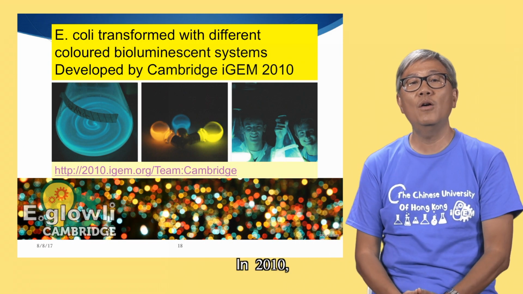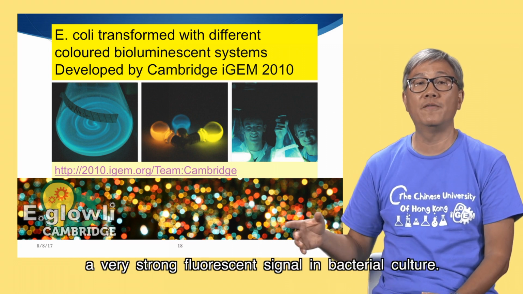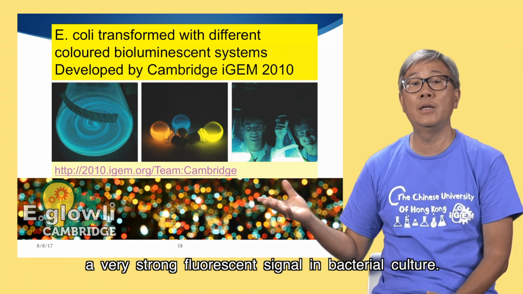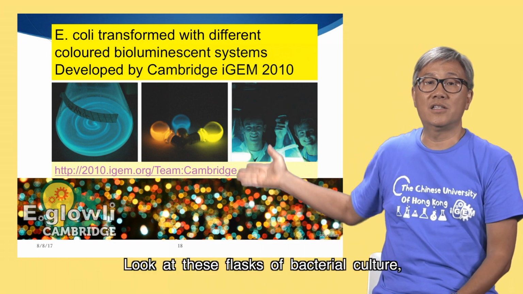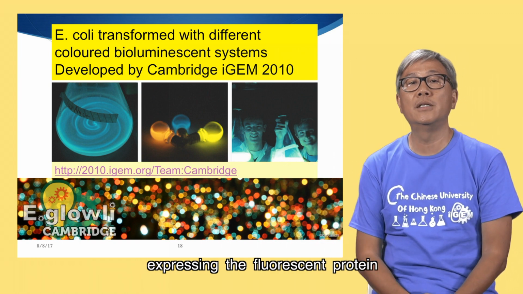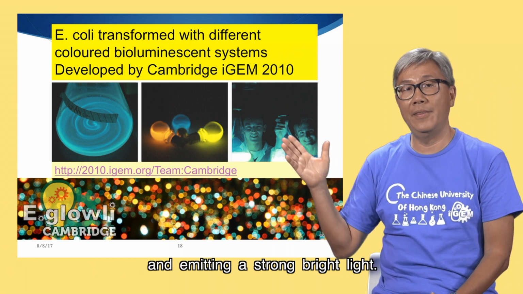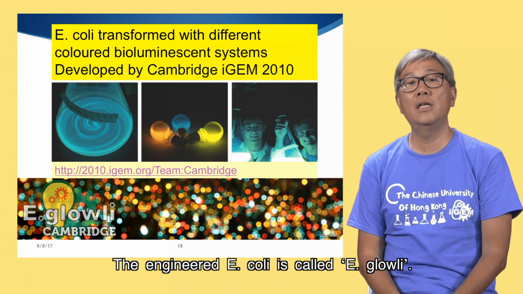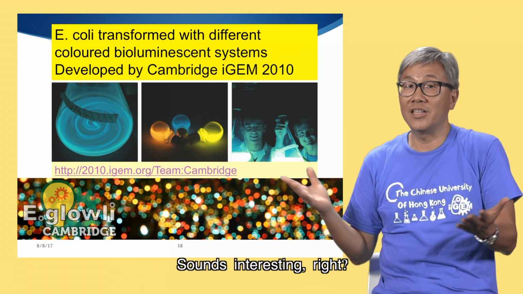In 2010, the Cambridge University iGEM team expressed a very strong fluorescent signal in bacterial culture. Look at this flask of bacterial culture expressing the fluorescent protein and emitting a strong, bright light. The engineered E. coli is called E. glowli. Sounds interesting, right?